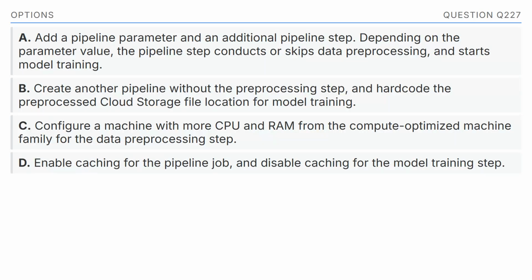The options are: Option A, add a pipeline parameter and an additional pipeline step. Depending on the parameter value, the pipeline step conducts or skips data pre-processing and starts model training. Option B, create another pipeline without the pre-processing step and hardcode the pre-processed Cloud Storage file location for model training. Option C, configure a machine with more CPU and RAM from the compute-optimized machine family for the data pre-processing step. Option D, enable caching for the pipeline job and disable caching for the model training step.